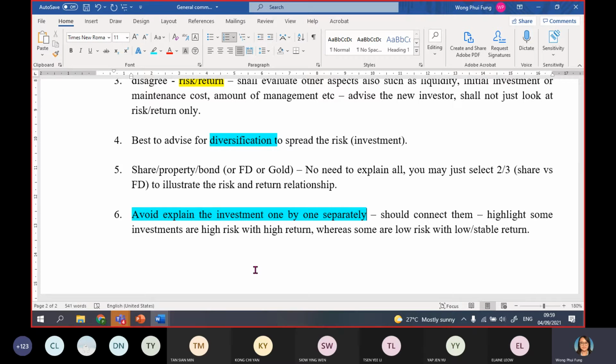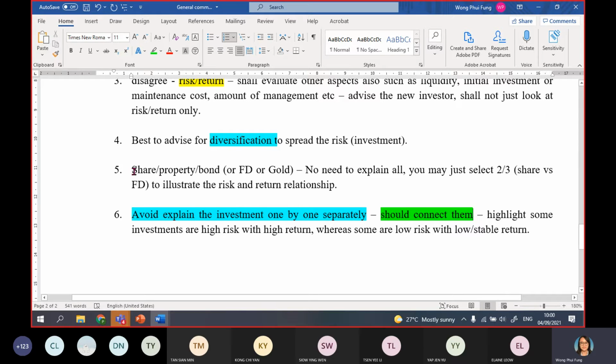It's like no connection. First one, you talk about share, property, bond, FD. Then at the end of the conclusion, you say high risk, high return. So that is not a good way. You shouldn't explain them one by one. You can explain them one by one, but at least you should do a connection. Highlight some investments are actually very high risk, high return, whereas some are low risk and stable return. So try to connect them rather than explain one by one.